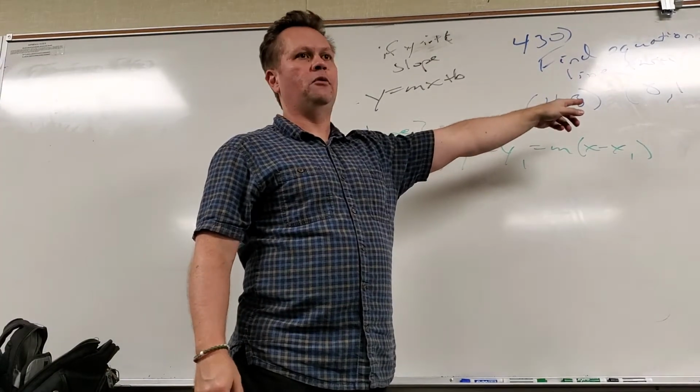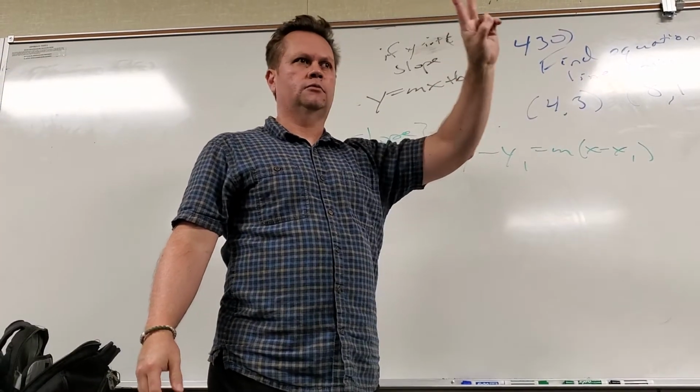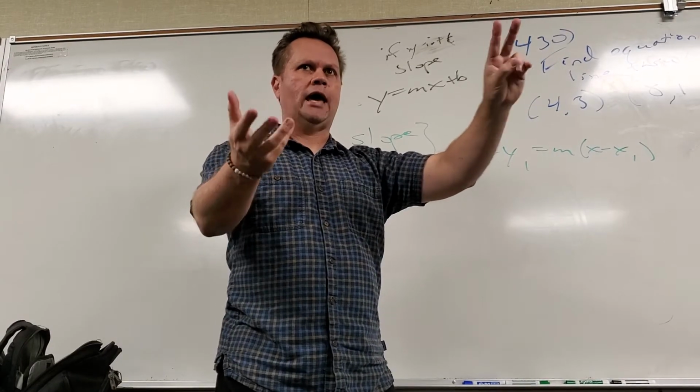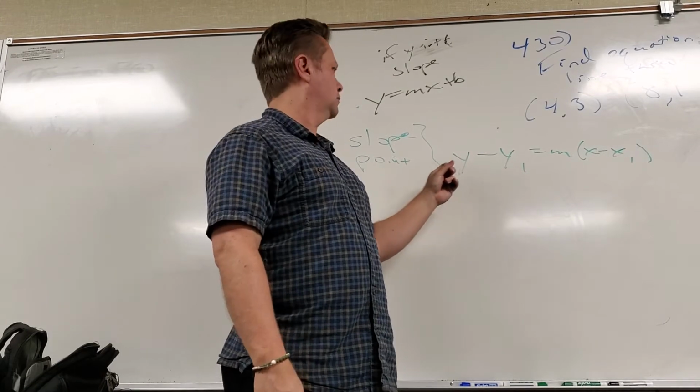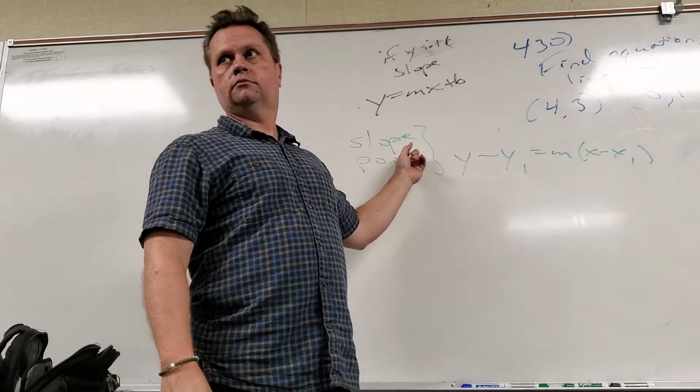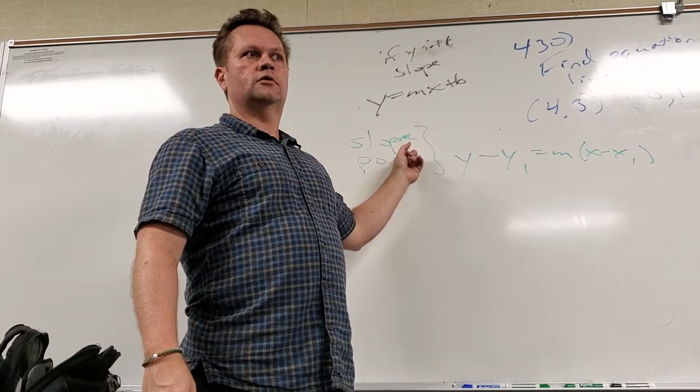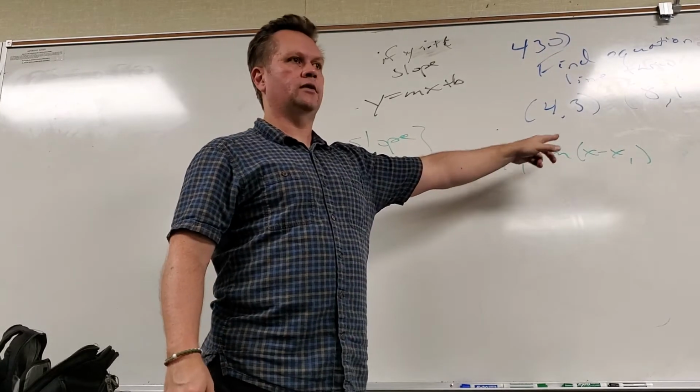Do I have a point? Yeah, I got 2. You guys stay with me. So I have a point, and I can use either one I want to. What am I still missing, though? The slope. So how in the world am I going to find the slope for this?